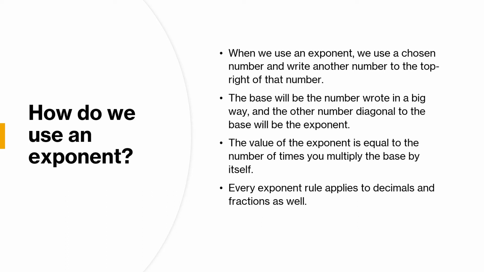How do we use an exponent? When we use an exponent, we use a chosen number, which will be our base, and write another number to the top right of our base, which will be the exponent. The value of the exponent is equivalent to the number of times we multiply the base by itself.